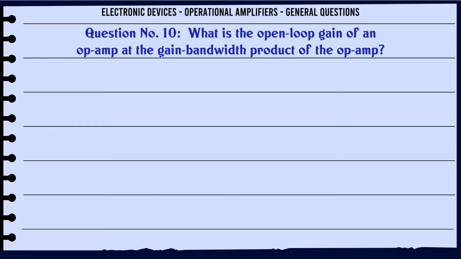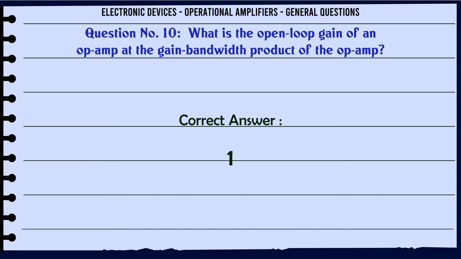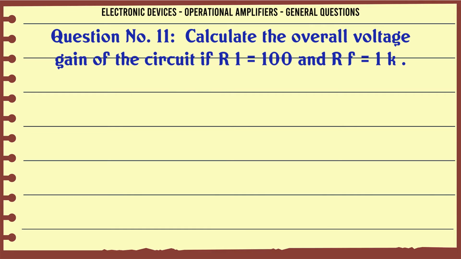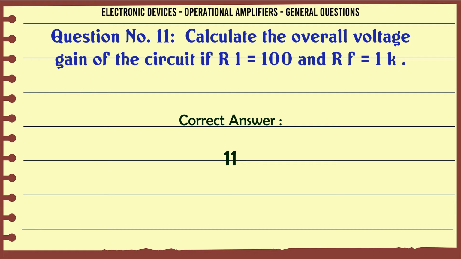What is the open-loop gain of an op-amp at the gain bandwidth product of the op-amp? A. 200,000. B. 50,000. C. 200. D. 1. The correct answer is 1. Calculate the overall voltage gain of the circuit if R1 = 100 and Rf = 1K. A. 1. B. 10. C. 11. D. 9. The correct answer is 11.